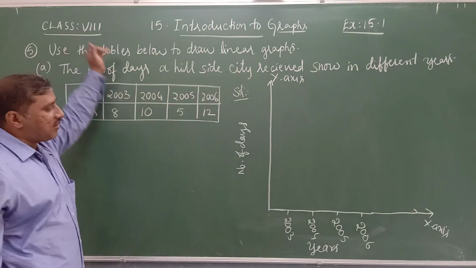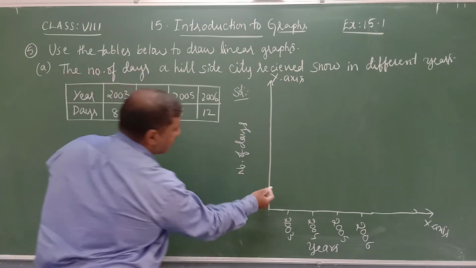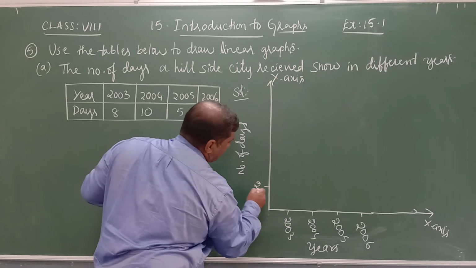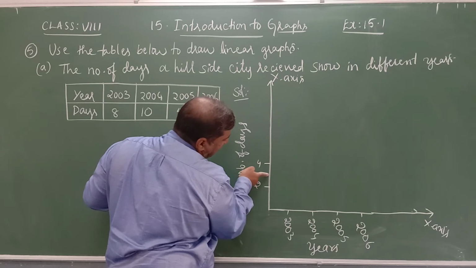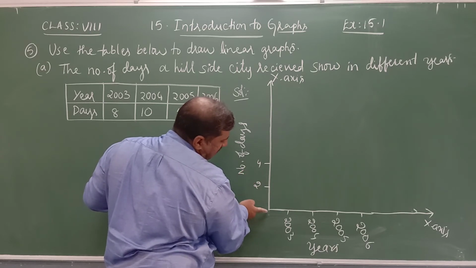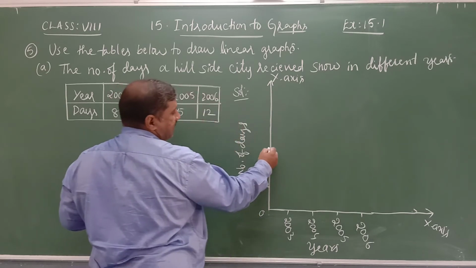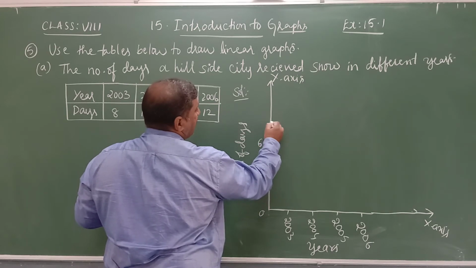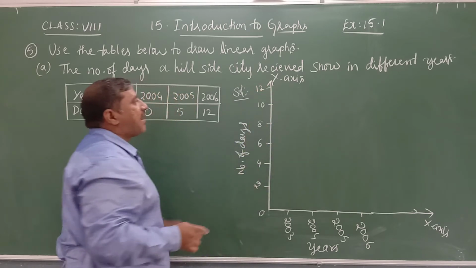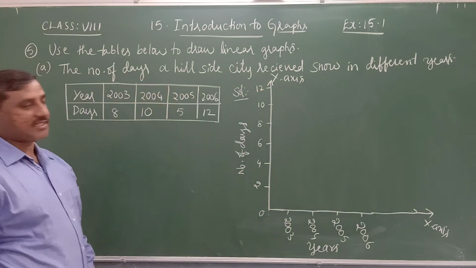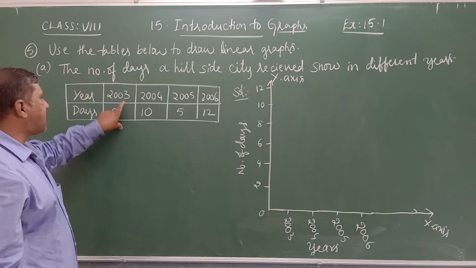For all our smaller values, we take each 1 unit length equal to 2 days. Let this be 2 days and this 4 days. In between, exactly half gives 3 days, this is 0 days, and here 1 day, then 6 days, 8 days, 10 days, 12 days. The maximum is 12 days. Like this, represent it.